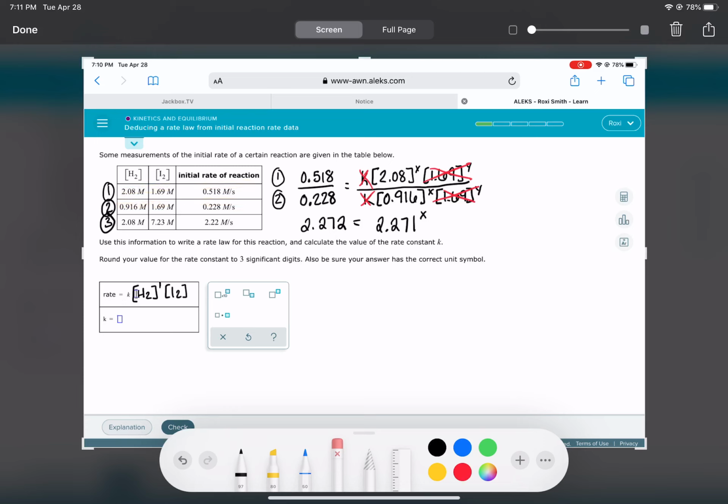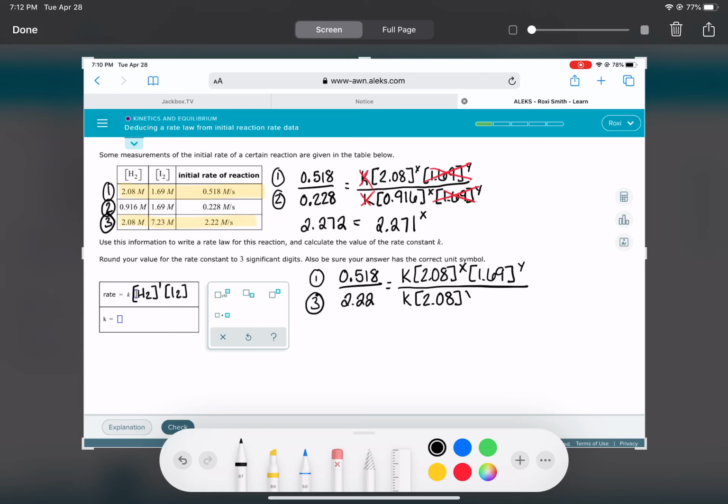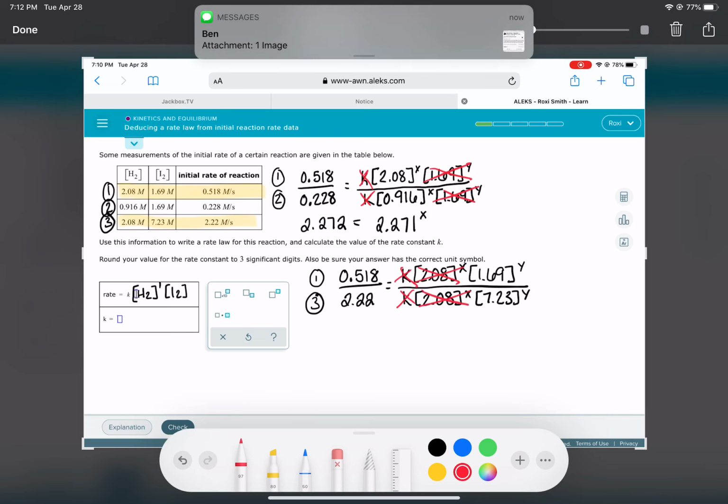Now let's move on to solving the exponent for I2. Here we want two data sets where H2 is a constant so that we can focus on I2. That's going to be data set 1 and data set 3. Our rates are 0.518 divided by 2.22, and that is equal to k times 2.08^x times 1.69^y divided by k times 2.08^x times 7.23^y. What can we cancel out? We can cancel out the k and the 2.08 to the x.